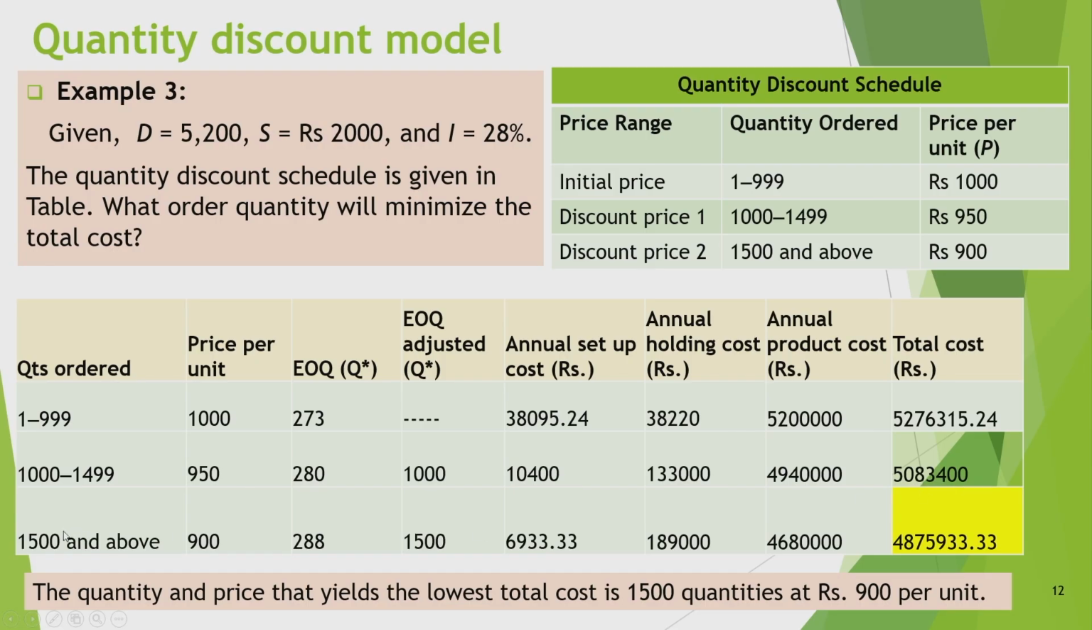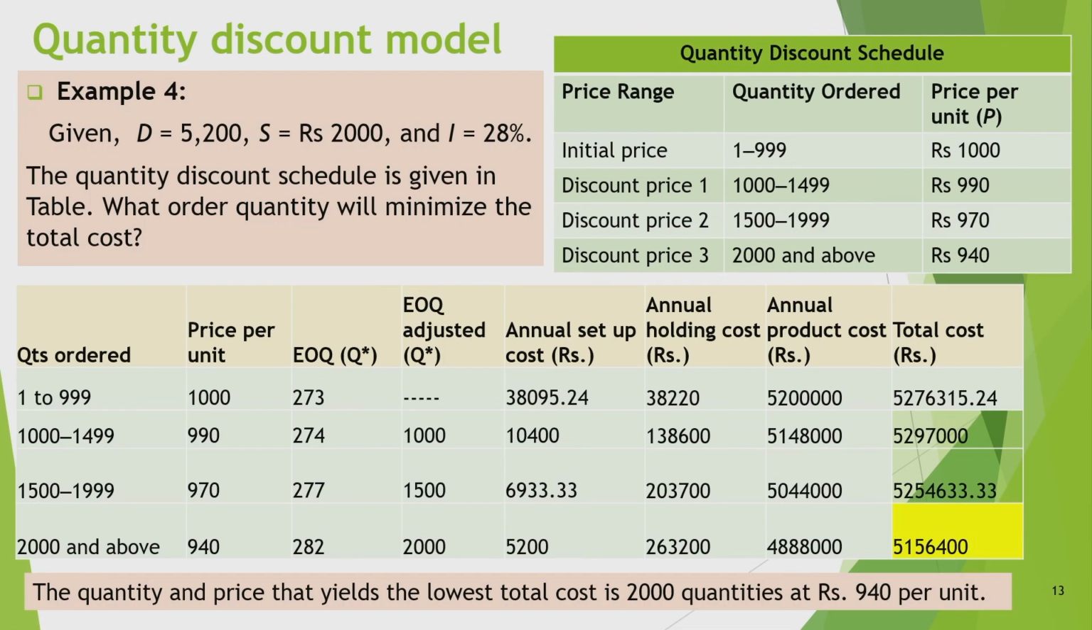I got 50,83,400. Now in the third slab, if I order 1500 and above, in that range I get economic order quantity equal to 288, but 288 is not possible for me, as I will not get the discount. So I adjust it to 1500, the minimum possible, and then calculate everything: the setup cost, the holding cost, and the product cost. Then I get 4875933.33. So the quantity and price that yields the lowest total cost this time is 1500 quantities at rupees 900 per unit. So this type of thing can be done.